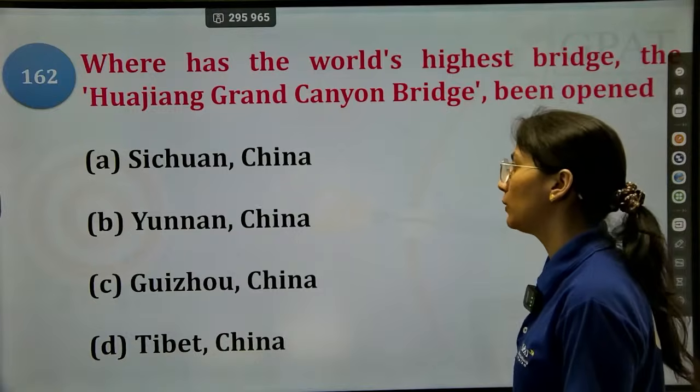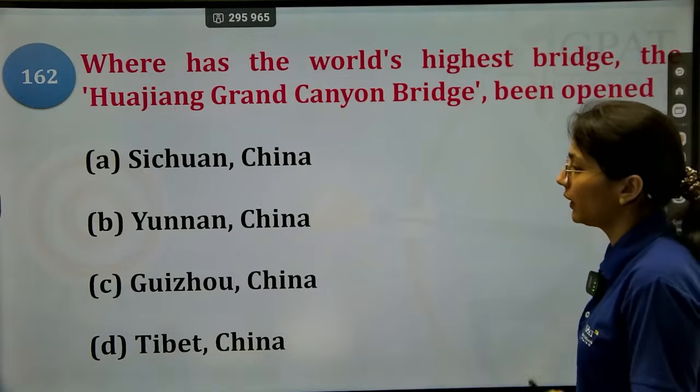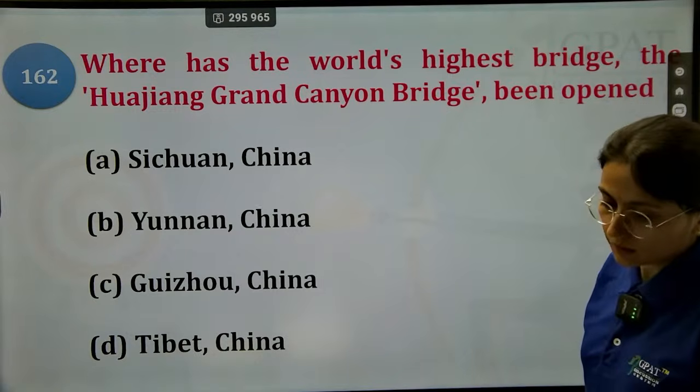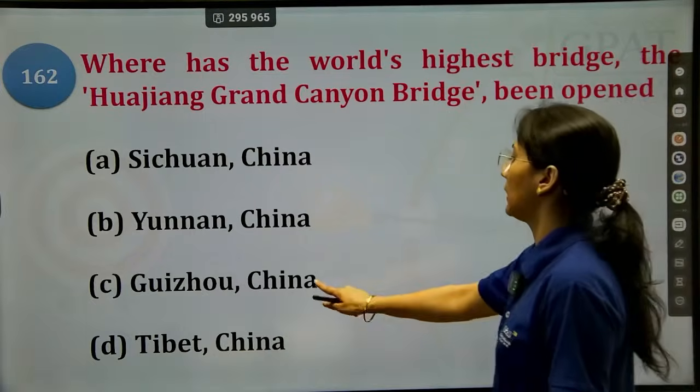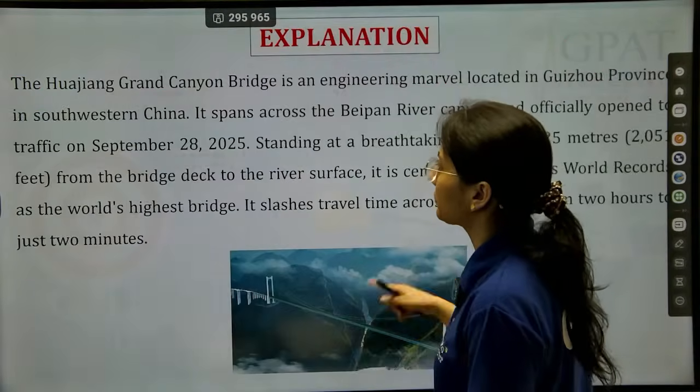Next is, where has the world's highest bridge, the Huajiang Grand Canyon Bridge, been opened? Sichuan, China, Yunnan, China, Guizhou, China, Tibet, China. So the answer is what? That is Guizhou, China. That is option number C.